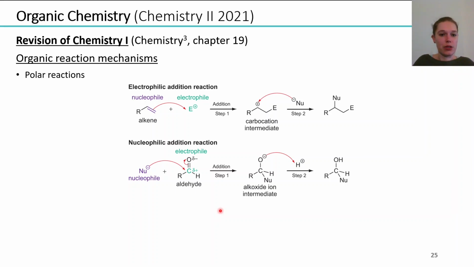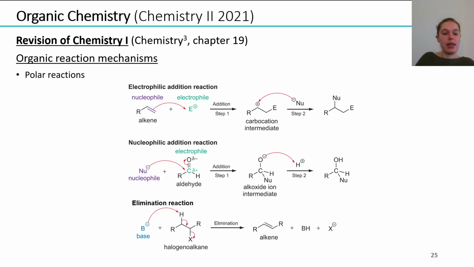So then we have the first addition step. That means the nucleophile will now bond already to the carbon, and the oxygen will then end up with a negative charge. So we have an alkoxide ion as intermediate. Then in the second step, we need to compensate the charge, what we do with a protonation step, and then we end up with this alcohol.